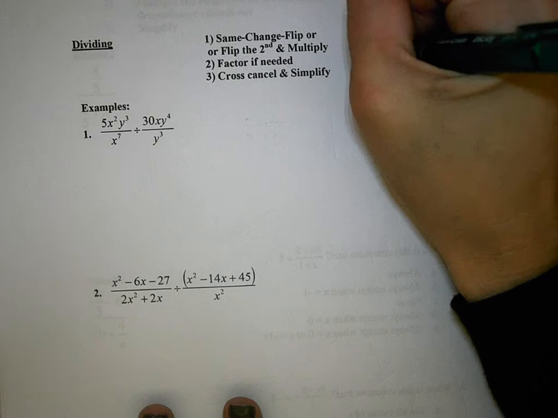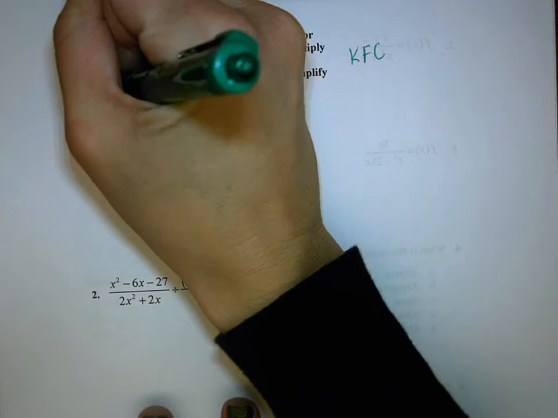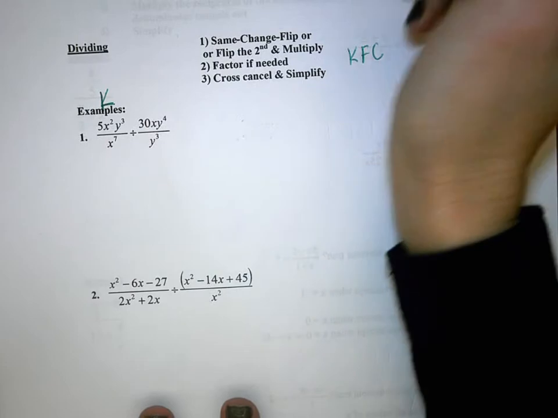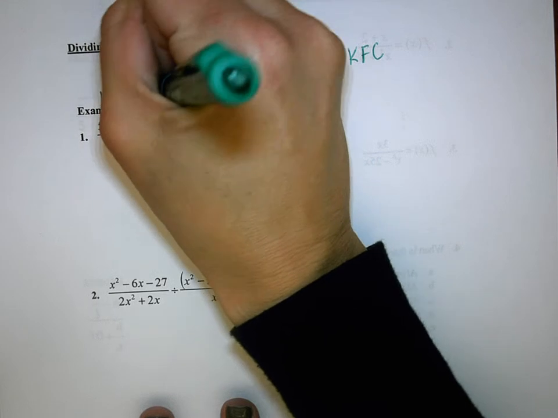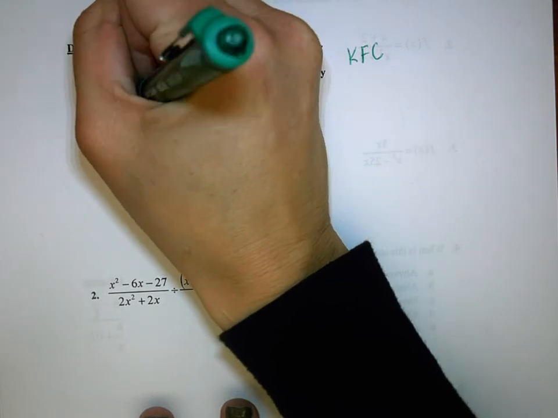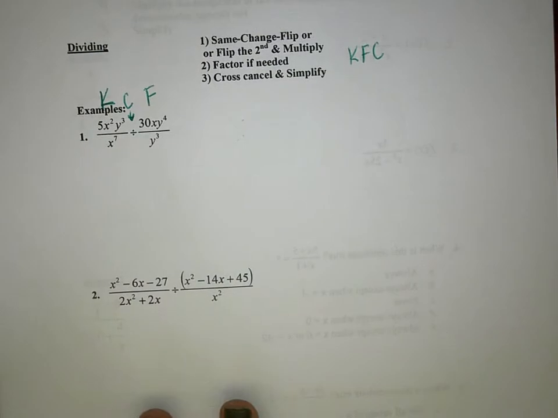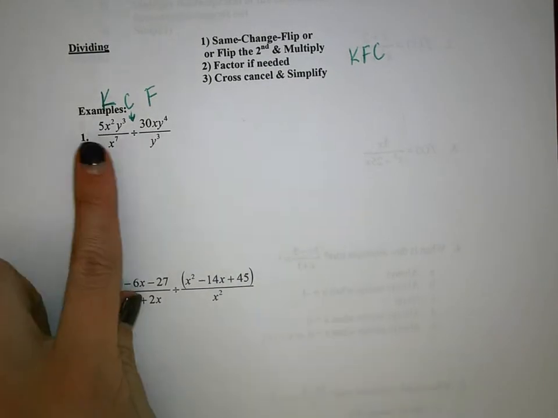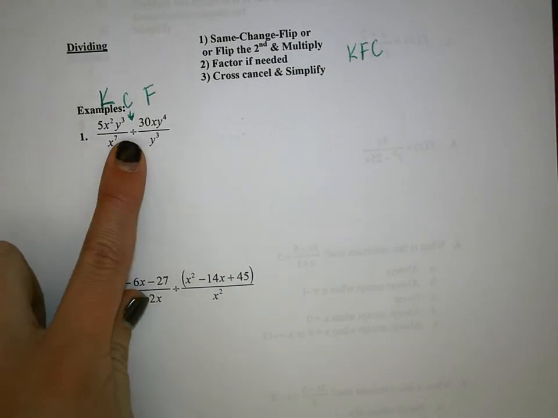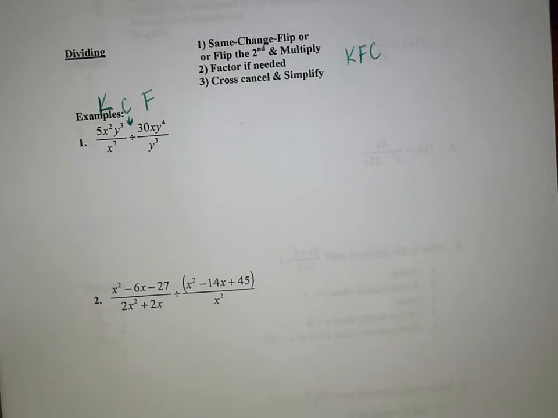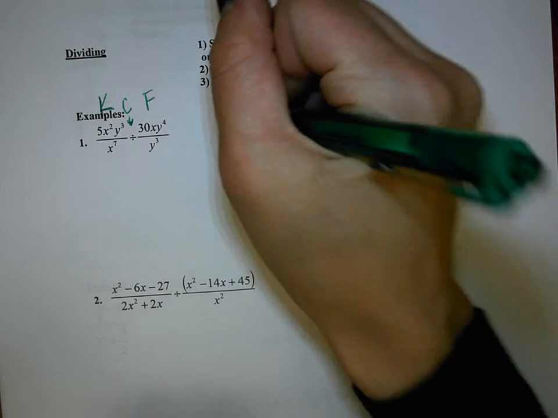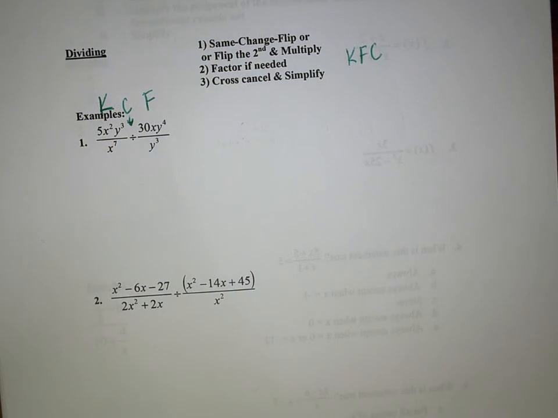So you always want to keep the first one the same. You flip the second fraction, and then you change your division sign to multiplication. So keep this one, flip this one, change that sign to multiplication. So we don't actually divide fractions. So we're going to go ahead and rewrite this. Then why does it say divide? We're going to change division to multiplication. So you have to do that extra step, which is easy.